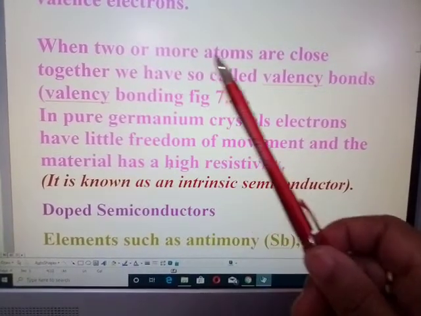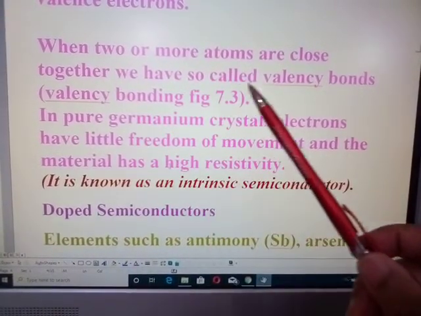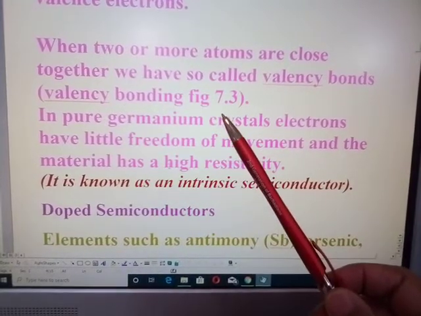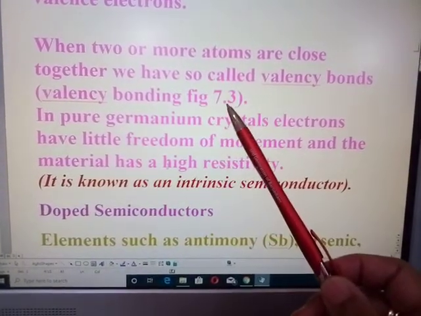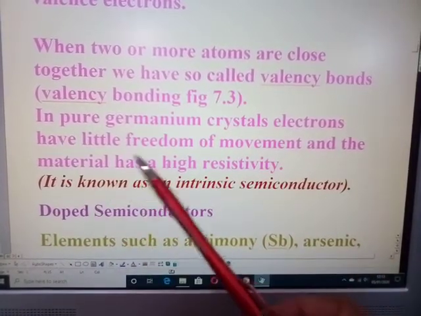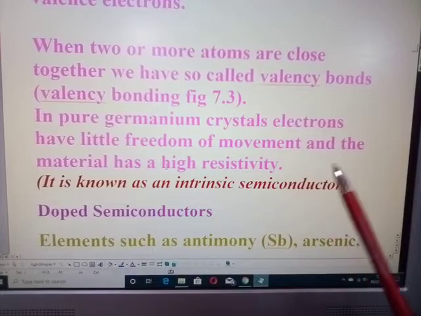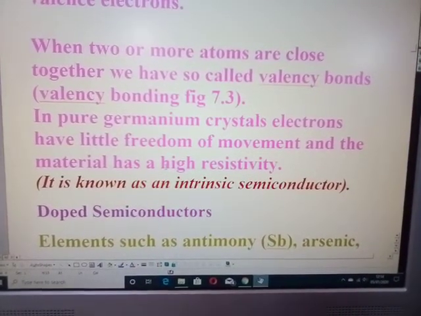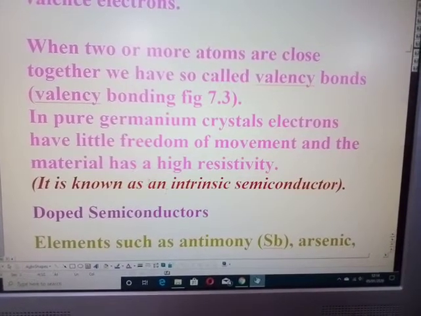When 2 or more atoms are close together, we have so-called valency bonds, valency bonding, okay? And that was shown in figure 7.3. In pure germanium crystals, electrons have little freedom of movement, and the material has a high resistivity. It is known as an intrinsic semiconductor, okay?